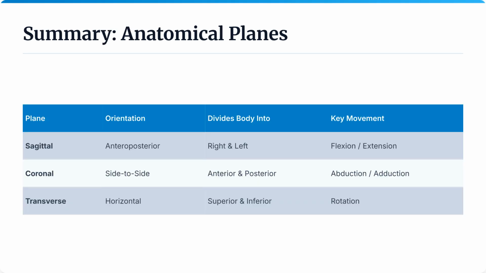To summarize the anatomical planes, sagittal is anteroposterior, dividing right and left with flexion/extension movements. Coronal is side to side, dividing anterior and posterior with abduction/adduction movements. Transverse is horizontal, dividing superior and inferior with rotation movements.